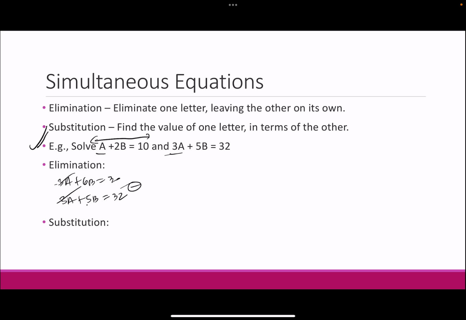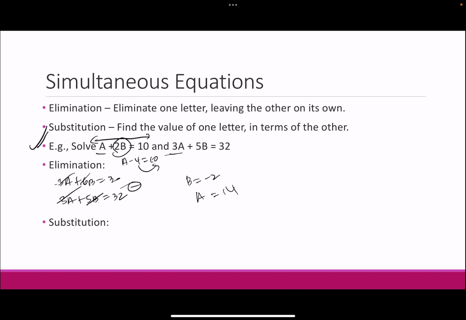3a disappears, 5b disappears, and the 6 disappears. And then 30 minus 32 is going to be minus 2. So b is going to be minus 2. For a, if you sub b equals minus 2 back into here, you're going to get a minus 4 equals 10. So move this 4 over, you're going to get a equals 14, because minus becomes a plus when you move it over.